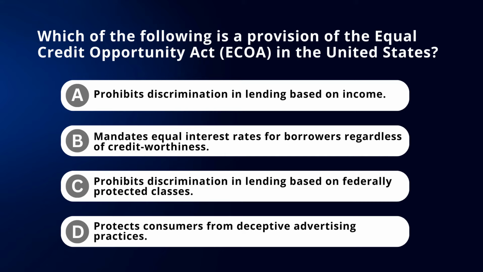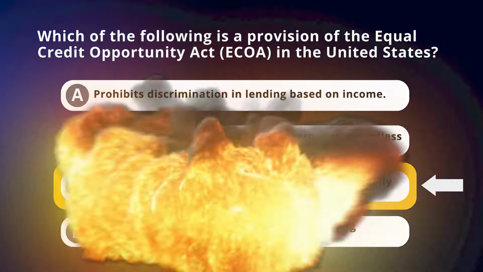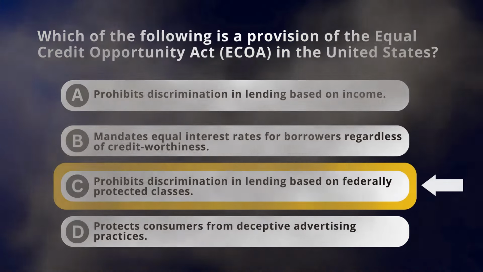Which of the following is a provision of the Equal Credit Opportunity Act, the ECOA, in the United States? Letter A, prohibits discrimination in lending based on income. Letter B, mandates equal interest rates for borrowers regardless of creditworthiness. Letter C, prohibits discrimination in lending based on federally protected classes. Letter D, protects consumers from deceptive advertising practices. And the answer is letter C, prohibits discrimination in lending based on federally protected classes.